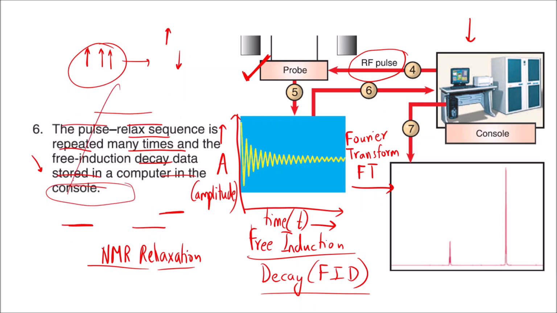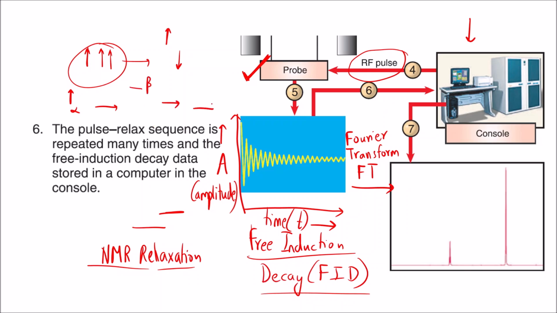The sixth one is that the pulse relax sequence is repeated, that is, the change of spin from alpha to beta, and then beta back to the ground state, that is alpha.